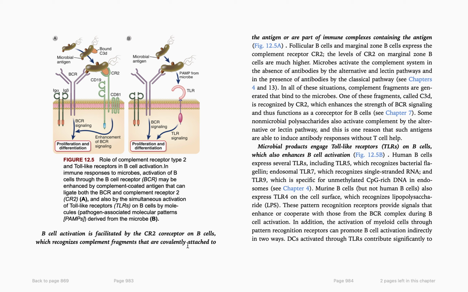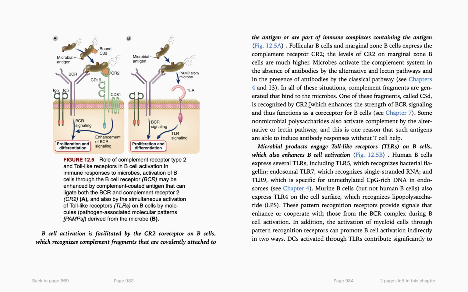B cell activation is facilitated by the CR2 co-receptor on B cells, which recognizes complement fragments that are covalently attached to the antigen or part of an immune complex containing antigen. Follicular B cells and marginal zone B cells express the complement receptor CR2. The level of CR2 on marginal zone B cells is much higher. Microbes activate the complement system in the absence of antibodies by the alternative or lectin pathway, and in the presence of antibodies by the classical pathway.